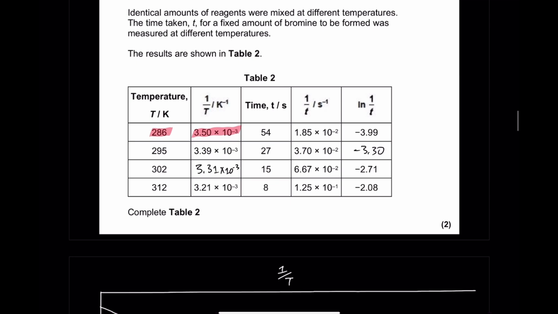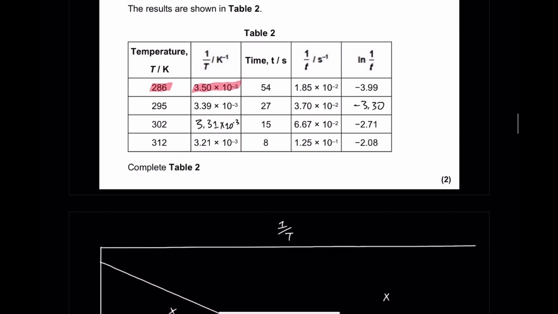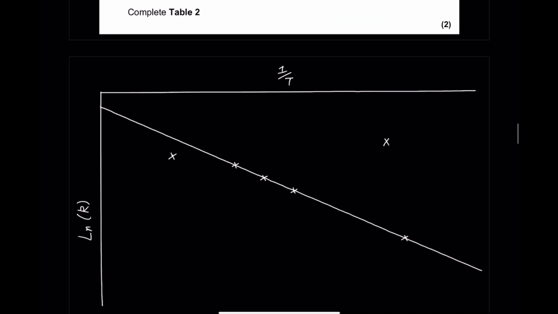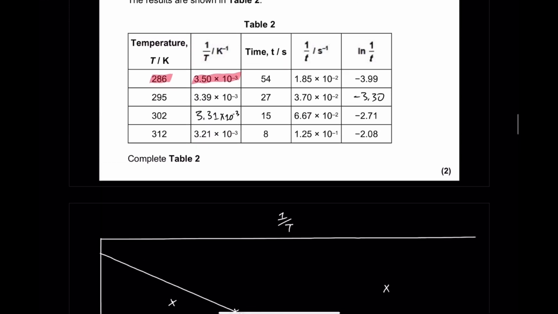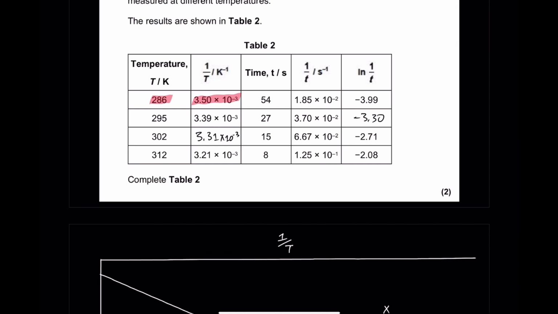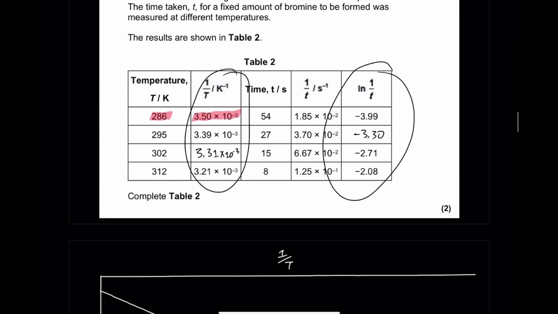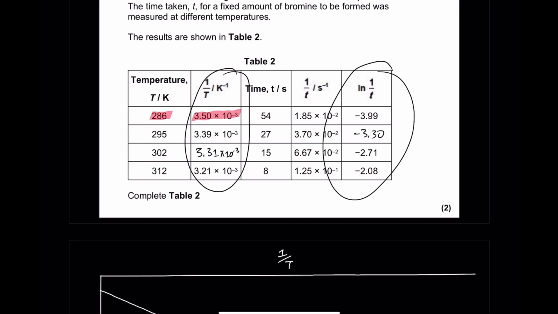And now you use this information. You have your 1 over t as your x-axis, and your ln k as your y-axis, and you just use these values here, this value here and this value here. I made a mistake. It's not actually 1 over t, it's ln 1 over t.